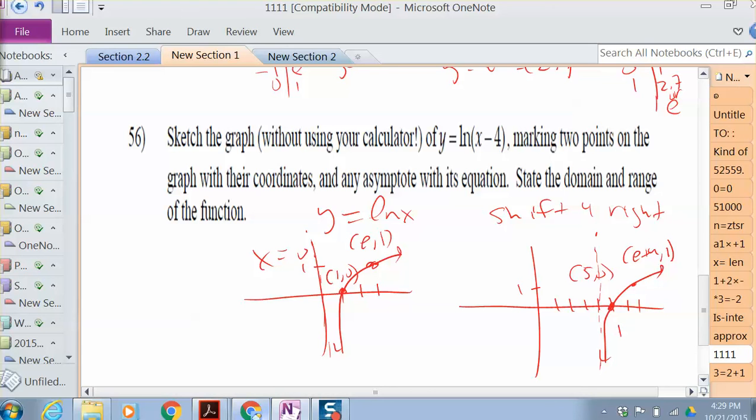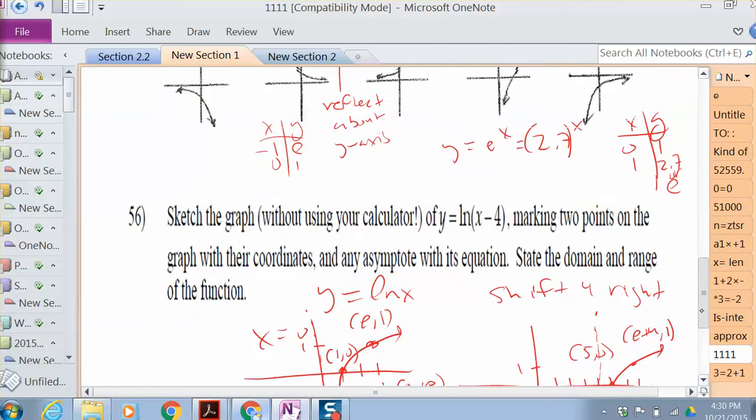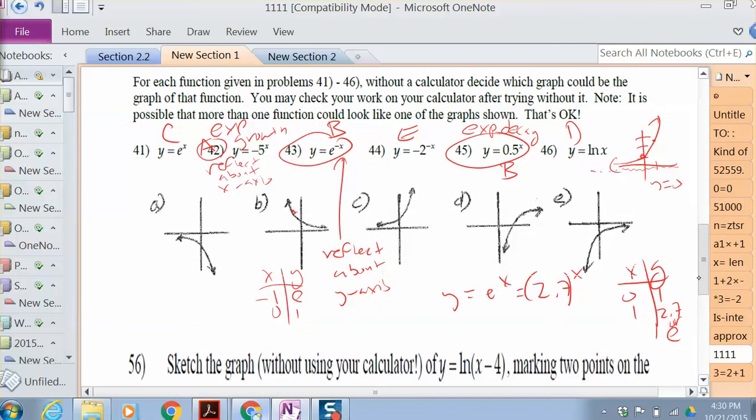And domain and range. Yeah, for log graphs, domain is x is greater than 0. 0 is not included because you can't take log of 0. And the range is all real numbers. For this one, the domain is now from 4 to infinity, 4 not included. And of course, negative infinity to infinity is our range. Exponential functions, by the way, like y equals e to the x: domain is all real numbers. Range is from 0 to infinity, unless you do a shift, and the range could change.